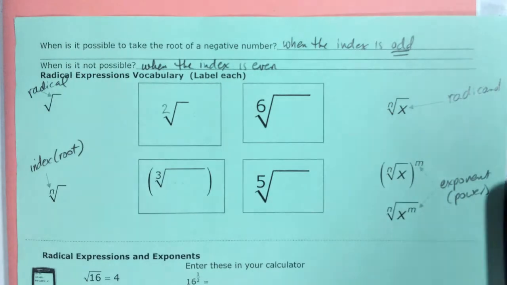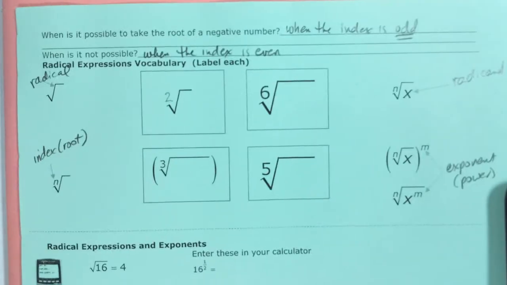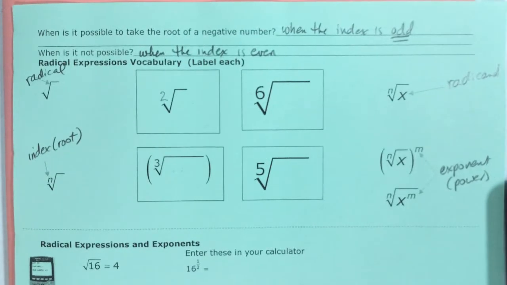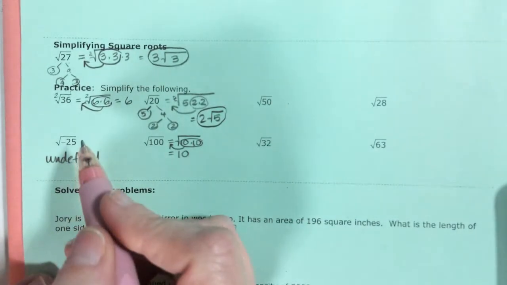So if the index is odd, I can take the root of a negative number. If the index is even, I cannot take the root. I can't find a root of that number. So a square root, a 4 root, a 6 root, an 8 root, I can't find the root of a negative. But I can if it's an odd index. Okay? So that's why it doesn't work here.